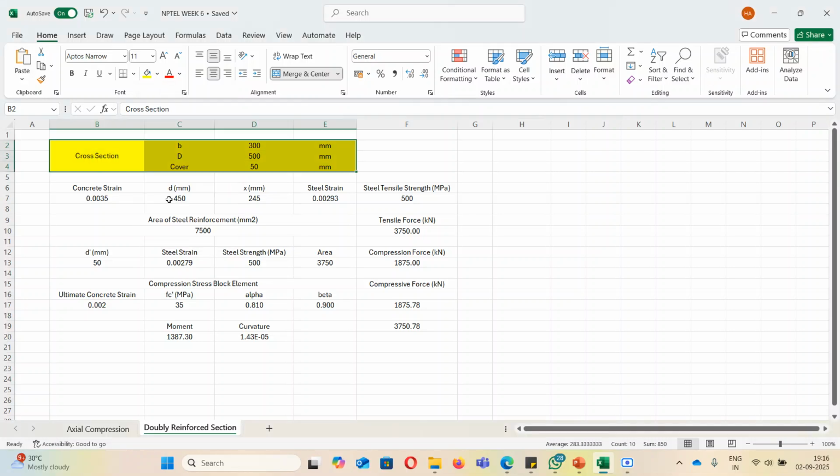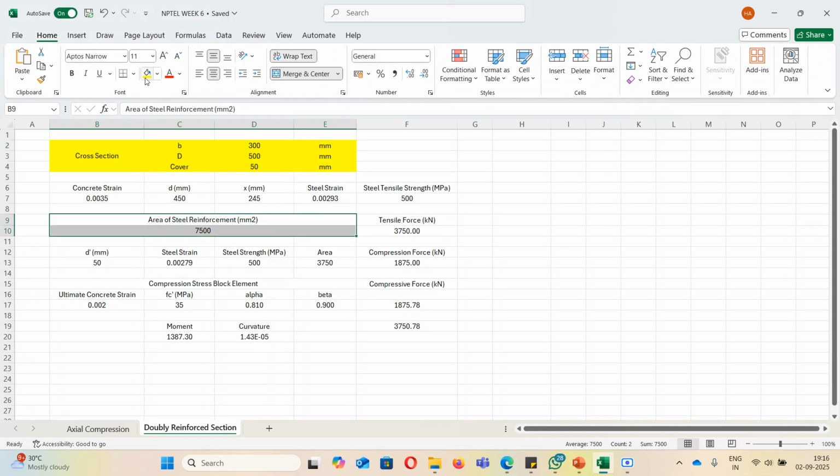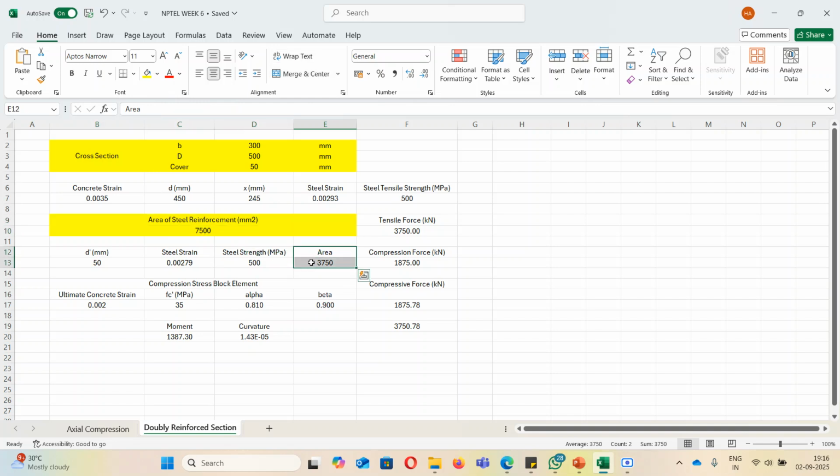Okay, I know the cross section of the concrete. I know the area of reinforcement that I've provided on the compression side, and I will know the area of reinforcement that I am providing on the tension side. So this is tension reinforcement, this is compression reinforcement. I know the strength of steel, I know the strength of concrete. These are all the things that I have highlighted in yellow, this I know.